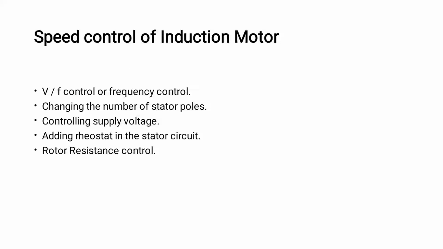These are the speed control methods of induction motor. They are V by F method or frequency control method, changing the number of stator poles, controlling supply voltage, adding resistance in the stator circuit, and rotor resistance control. Let's see all these methods in the upcoming slides.